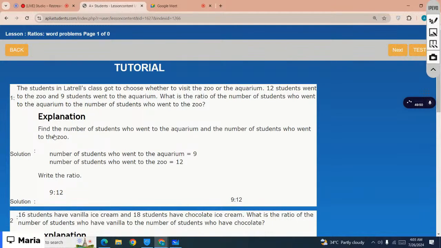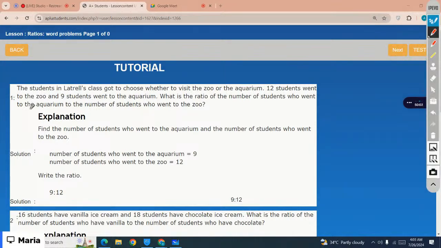So 12 of them went to the zoo, right? And 9 of them went to the aquarium. You need to find the ratio of the number of students who went to the aquarium to the students who went to the zoo. So 9 went to the aquarium and 12 went to the zoo, ratio 9 to 12. The correct option is 9 ratio 12. Let's start with the test questions.